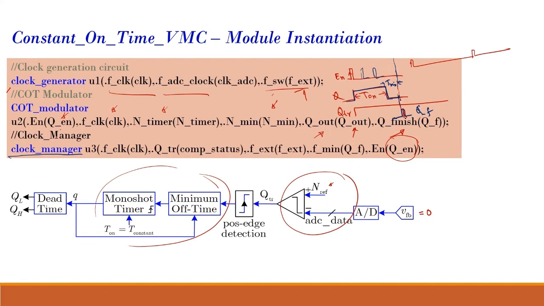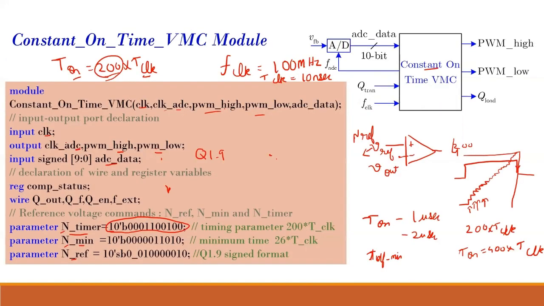Now in this case, we are keeping the reference to be 0.25. You'll have to calculate, it will be 0.25 and some small value, around 0.25. That one will be there.